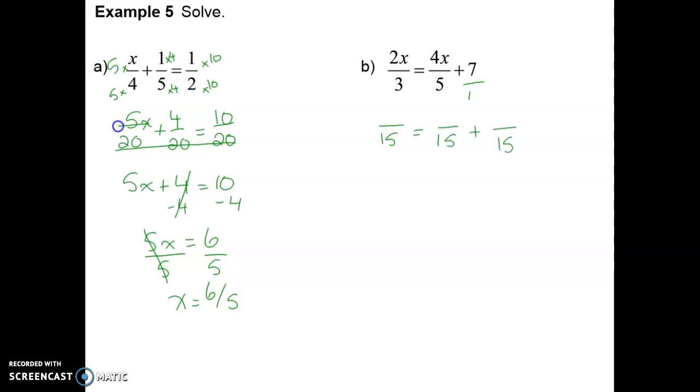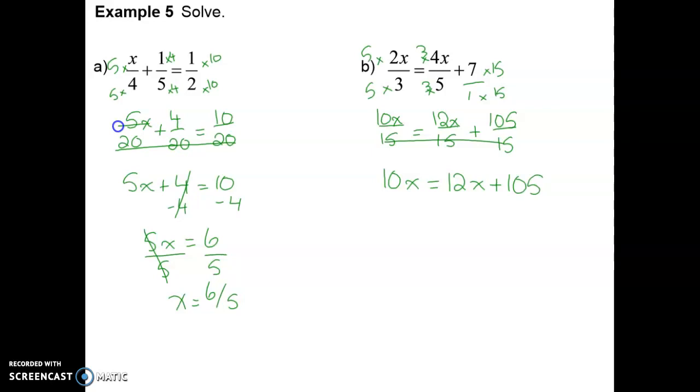3 goes into 15 5 times, so if I multiply the bottom by 5, I have to multiply the top by 5 as well. 5 times 2x is 10x. 5 goes into 15 3 times, so I have to multiply the top by 3 as well. 3 times 4x is 12x. 1 goes into 15 15 times, so 7 times 15 is 105. Now that my denominators are all the same, I can forget about them, and my equation becomes 10x equals 12x plus 105.